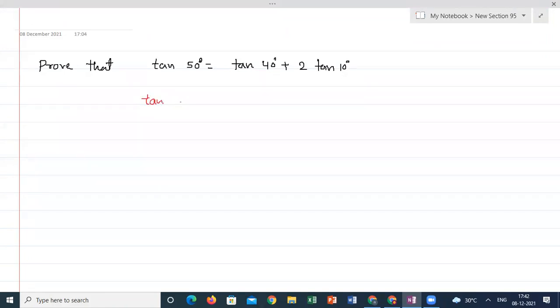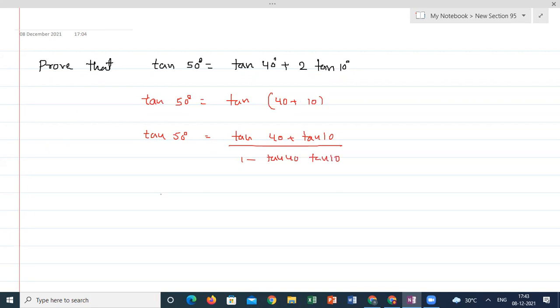Tan 50 can be written as tan of 40 plus 10, which will be equal to tan 40 plus tan 10 divided by 1 minus tan 40 tan 10. If I am cross multiplying, I will get tan 50 minus tan 50 into tan 40 into tan 10, which will be equal to tan 40 plus tan 10.